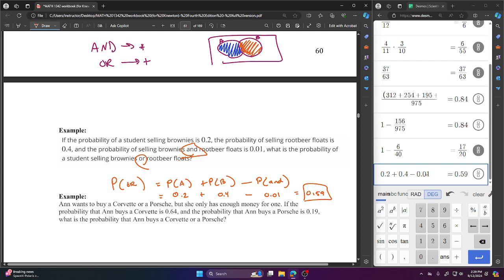Cool? Good? Okay, let's do another one. Anne wants to buy a Corvette or a Porsche or both. But, oh no, never mind. She doesn't have enough money for that. So she has this much probability for the Corvette, this much for the Porsche. She can't have both. So what would I do with this or? How do I find the or amount?